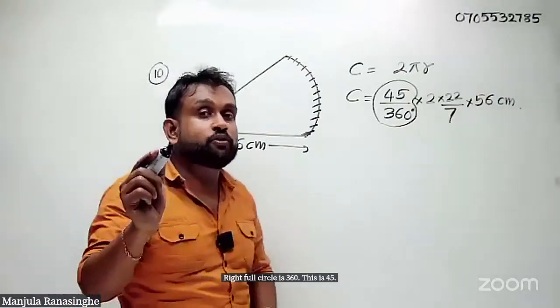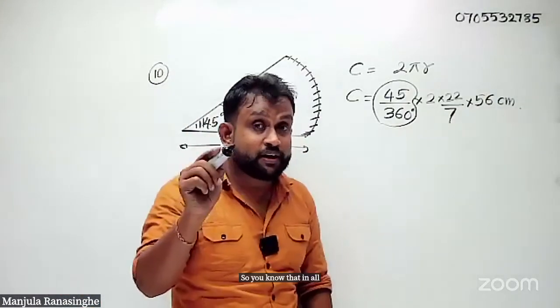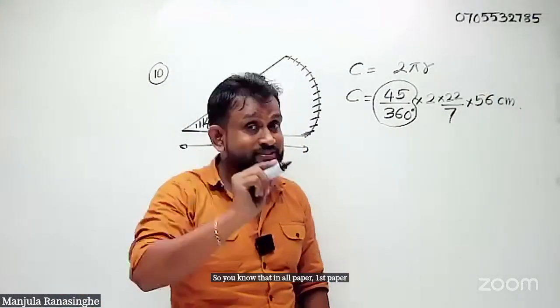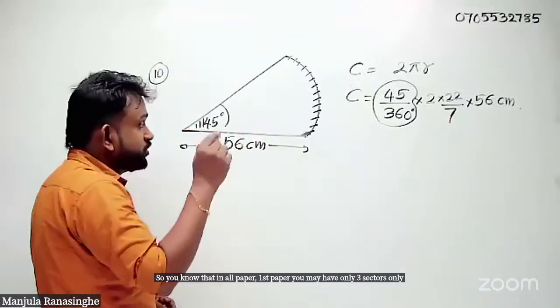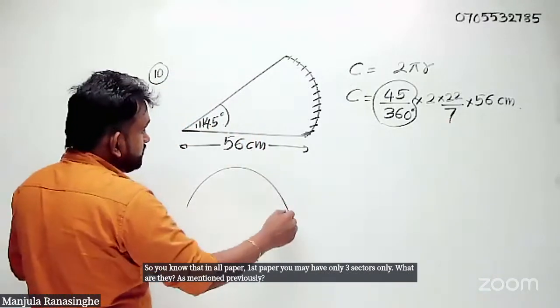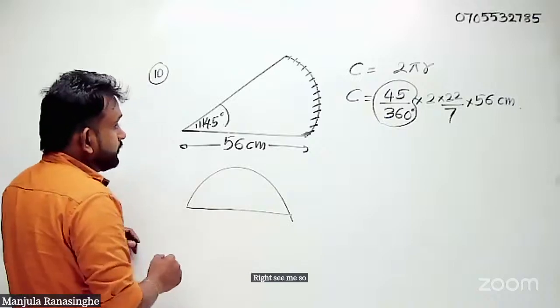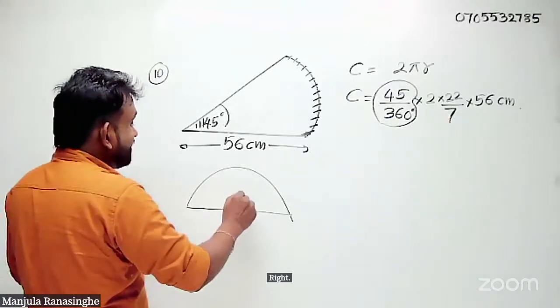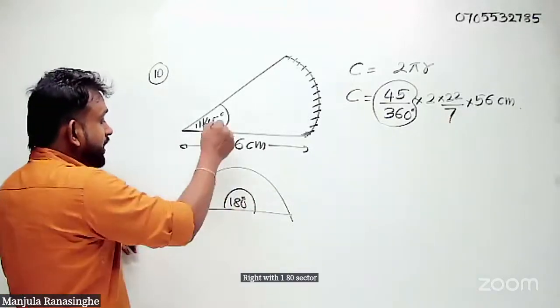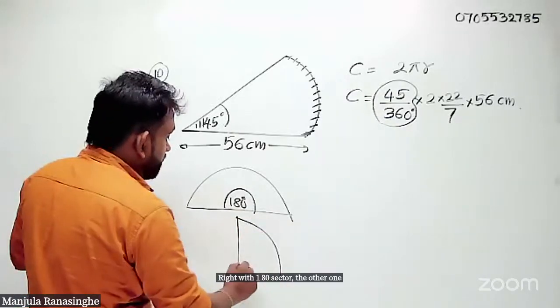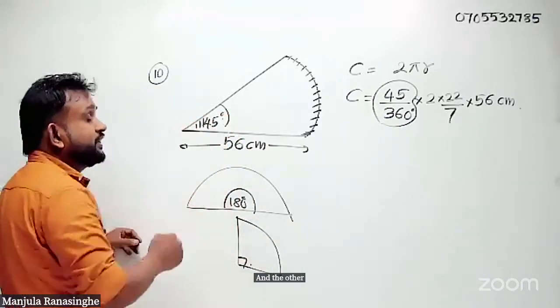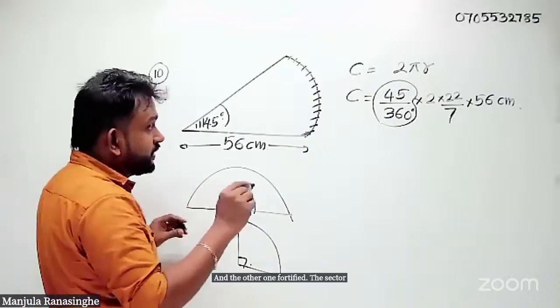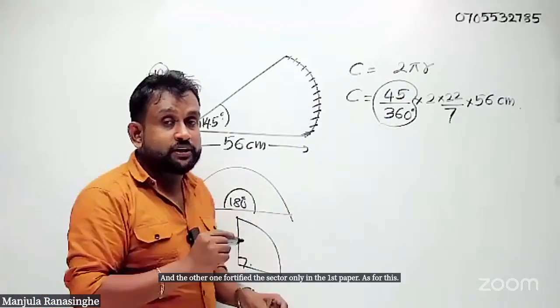So you know that in the O-level first paper, you may have only three sectors. What are they? As mentioned previously: the semicircle with a 180 sector angle, the other one the 90-degree sector, and the other one the 45-degree sector, only in the first paper as per this essential learning concept.